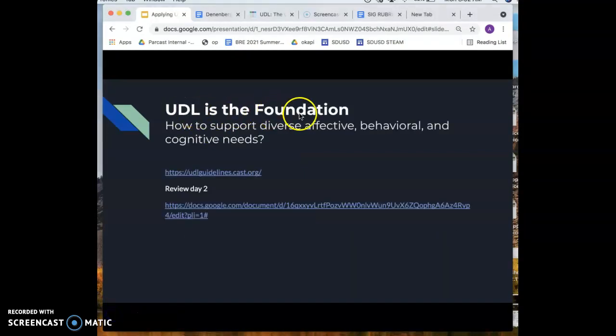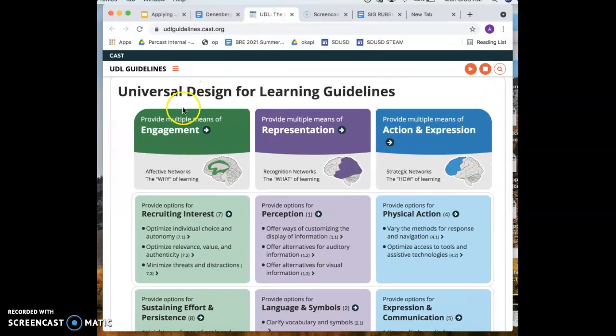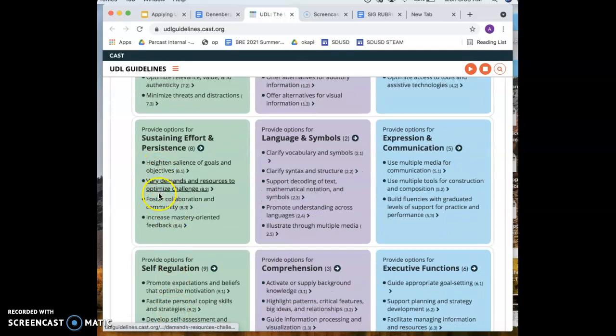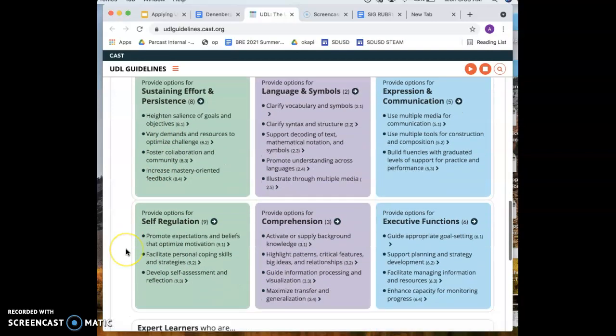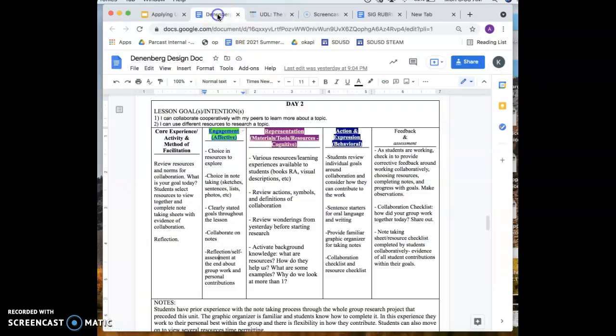So UDL is at the foundation of all of this learning that we're doing throughout this unit to support affective, behavioral, and cognitive needs. This aligns with this chart that we see on the UDL. So when thinking about my unit and thinking about affective needs, multiple means of engagement, I think about optimizing choice, heightening the salience of goals, fostering collaboration, and developing self-assessment and reflection. When looking at day 2 in my unit, you can see where these things are shown.